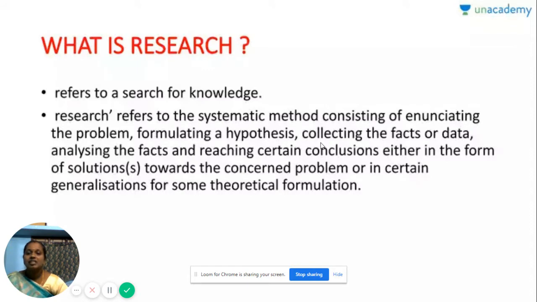Research refers to the systematic method consisting of enunciating the problem, formulating hypotheses, collecting the facts or data, analyzing the facts, and reaching certain conclusions, either in the form of a solution to the concerned problem or certain generalizations for some theoretical formulation. That is known as research. Research can be defined as a systematic study or inquiry or investigation into a subject in a specific field of knowledge to establish new facts. By doing research, you can find new innovative ideas. That is known as research. I hope you understand what research is.